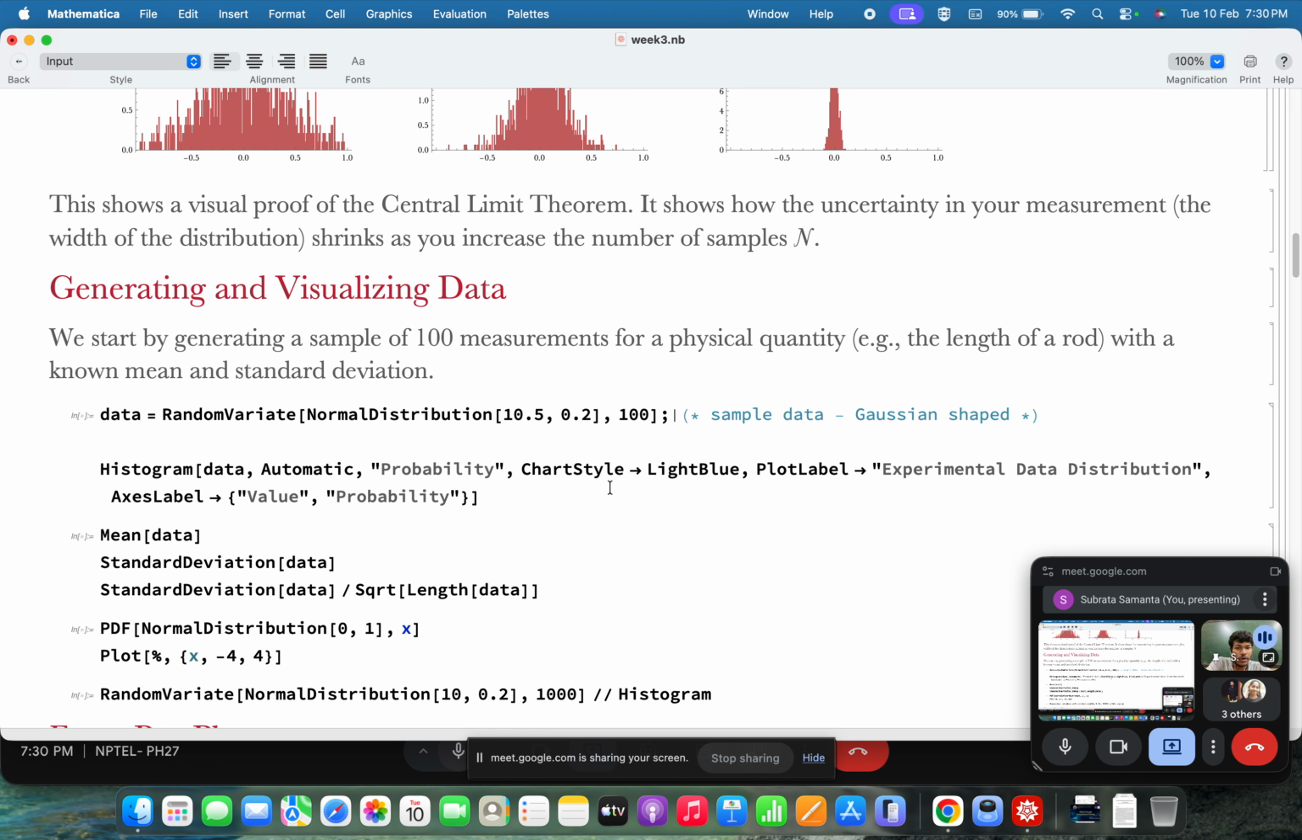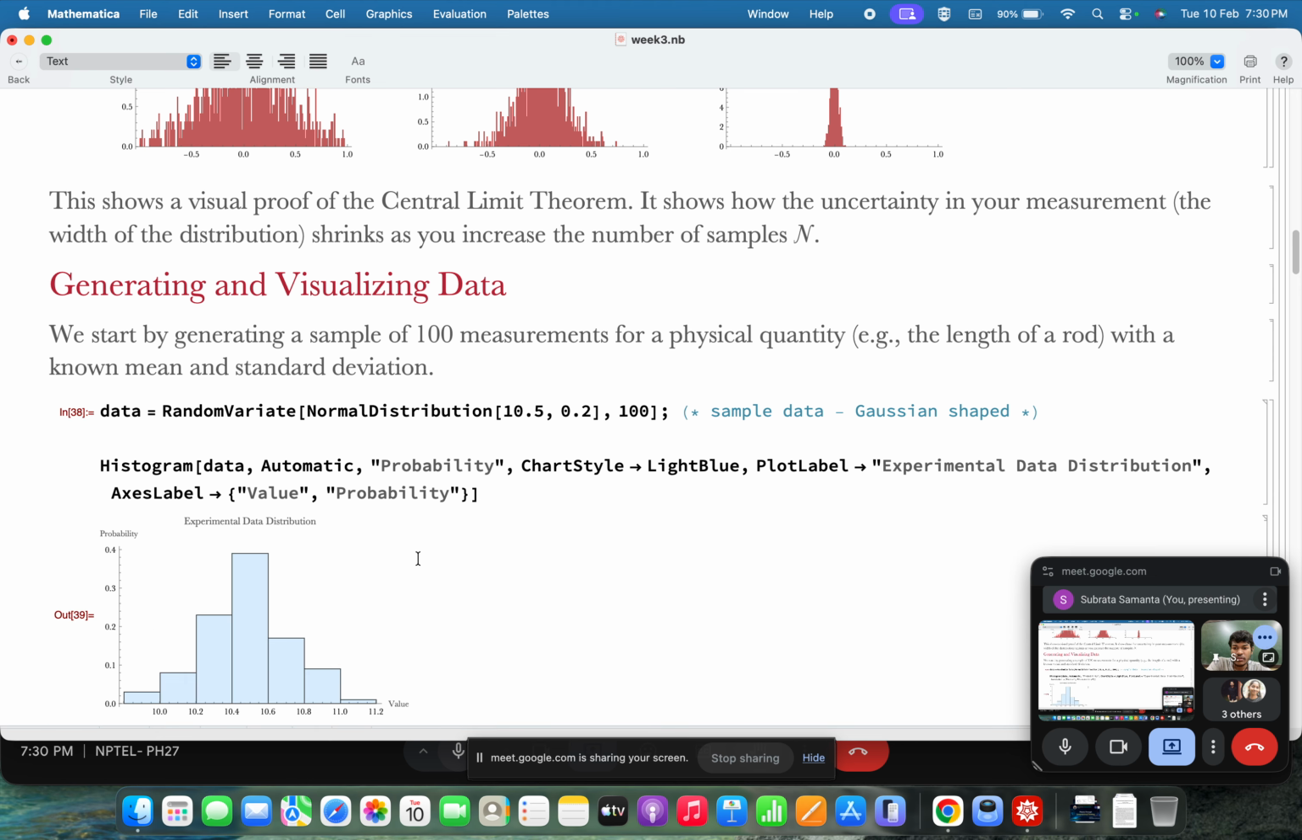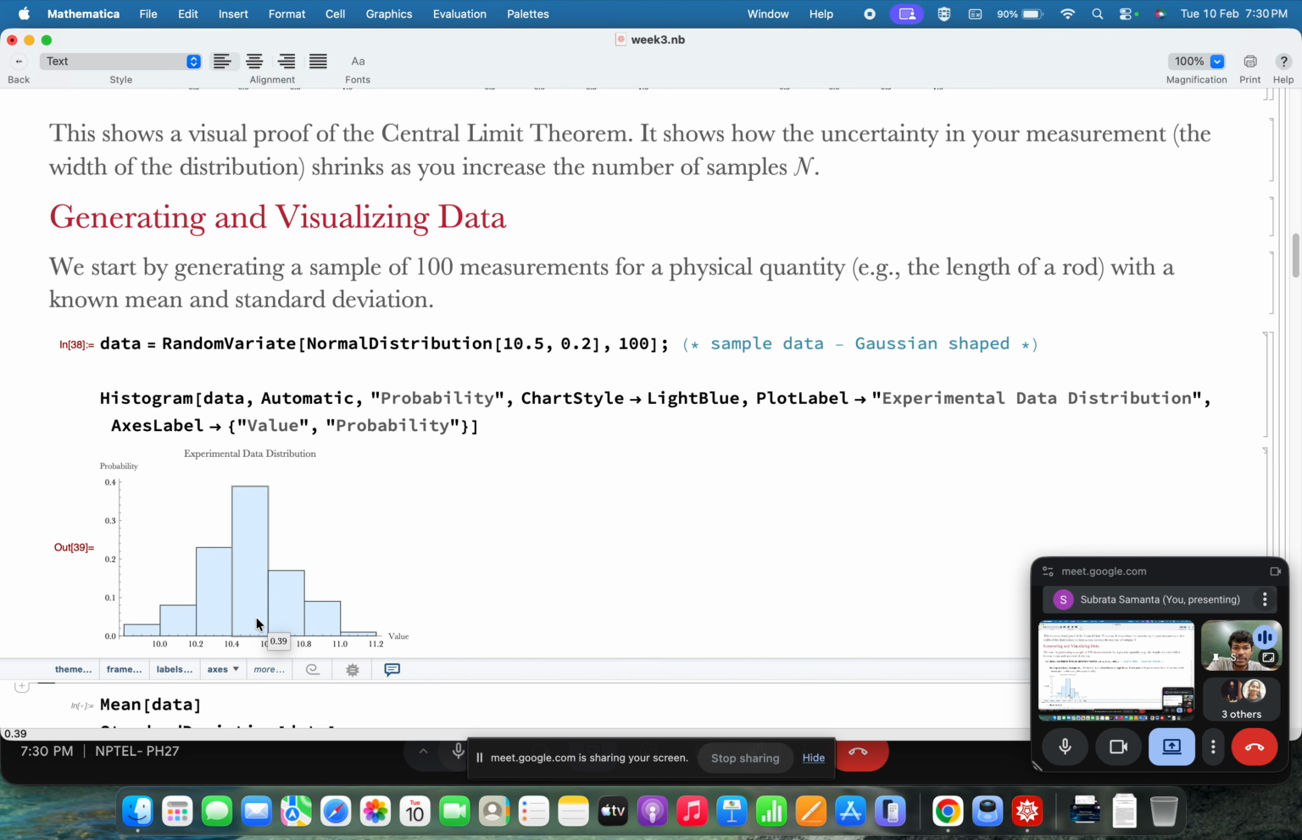And then I plot this. So, this is basically a histogram of this data set, with some chart style and labels, which you know very well, how to plot. So, you see, this is the bin size. I have a mean of 10.5, so around 10.5 I choose a random data set and make a histogram plot of this.